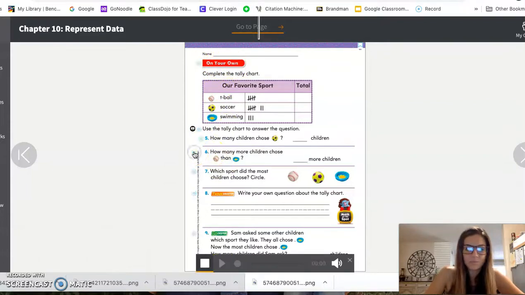Number 6. How many more children chose T-ball than swimming? Number 7. Which sport did the most children choose? Circle. Which sport did the most children choose? Think of the most. And number 8. You're going to write your own question about the tally chart. And in case you get stuck, let's go ahead and watch this video.